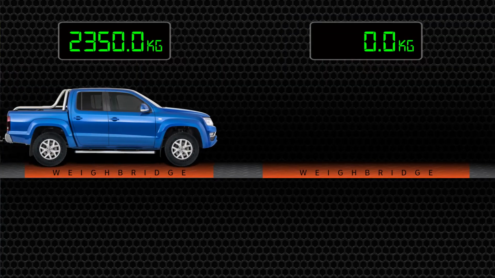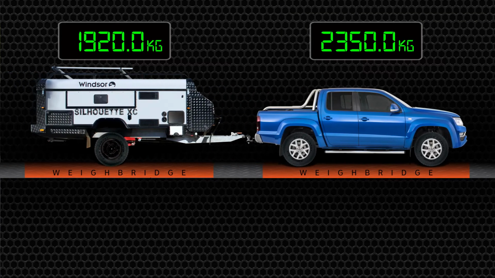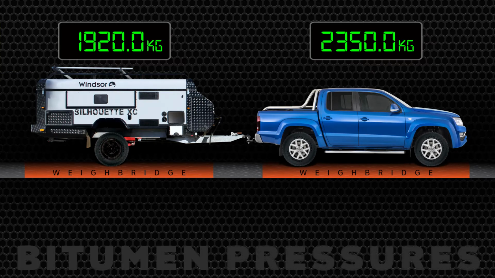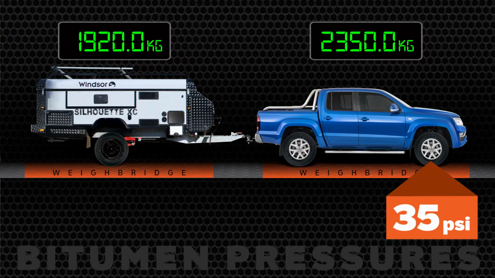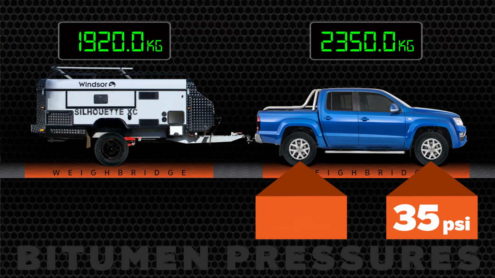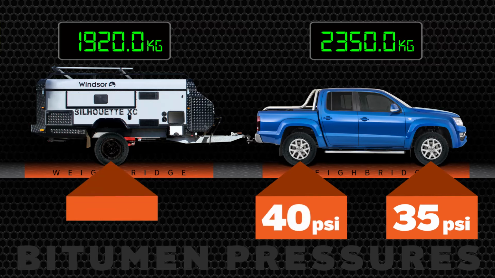When we look at the combination that we have here, when we ran them over the weighbridge, the dual cab came in at 2,350 kilos. The camper trailer came in at 1,920. So what does that mean for our road pressures? On the front of the car we had 35 psi. On the rear of the car we had 40 psi, and for the camper trailer 55 psi.